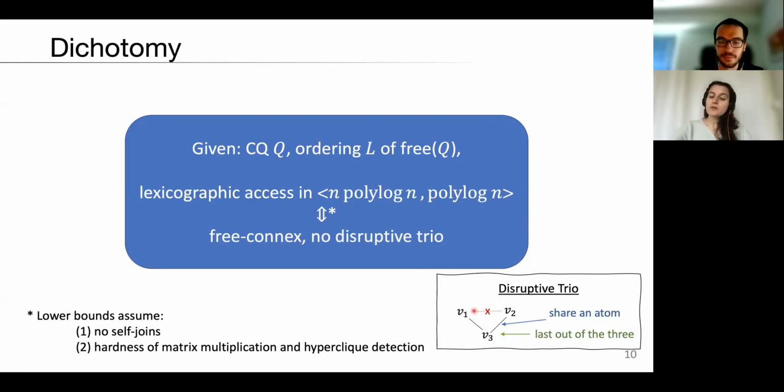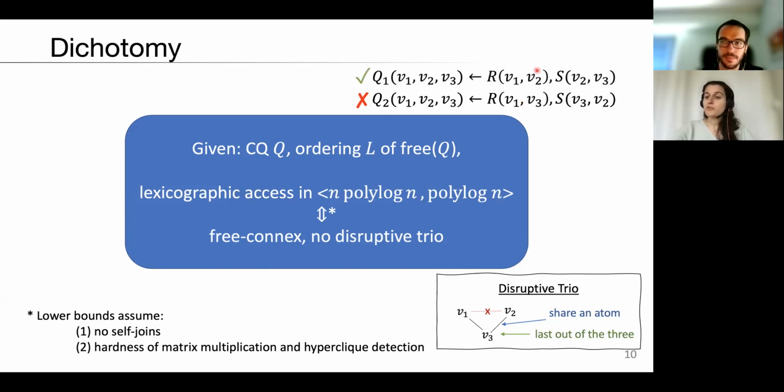A disruptive trio is three variables, such that if we look at the last variable in the ordering we want out of the three, it shares atoms with the previous two variables, but the previous two variables do not share an atom between themselves. For example, this query here, Q2, if we want the ordering V1, V2, V3, has a disruptive trio, so it is intractable. But if we swap V2 and V3 in the body of this query, we get Q1, which has no disruptive trio, so it is tractable.